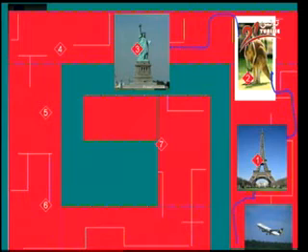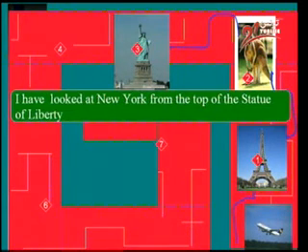After that, Joe saw kangaroos. Which place is famous for kangaroos? Obviously, Australia. Joe says, "I have flown to Australia where I saw kangaroos." The arrow takes us to picture number 3, which is the Statue of Liberty. Joe visited New York then. In fact, he says, "I have looked at New York from the top of the Statue of Liberty."